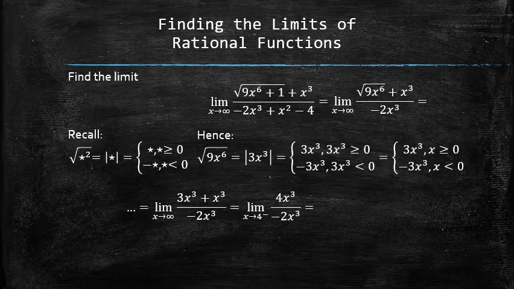After combining the like terms in the numerator, we reduce both the numerator and denominator by 2x cubed. The reduced function appears to be a constant, and therefore its limit at infinity is -2. We analytically confirmed that the limit of this function is -2.